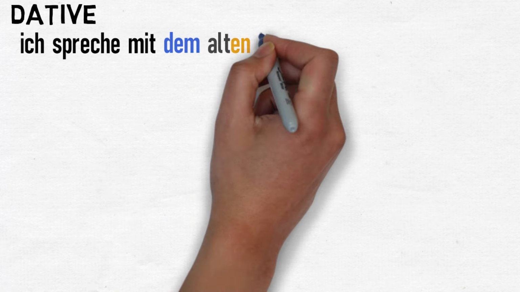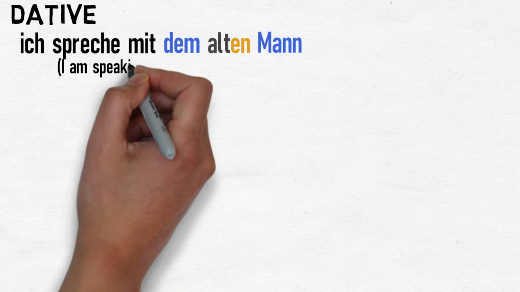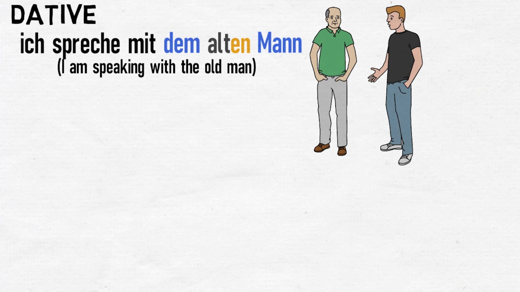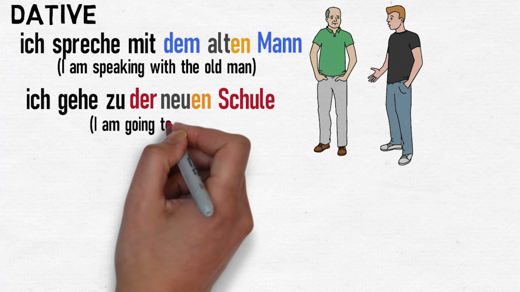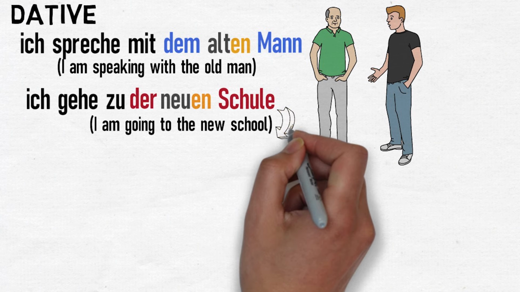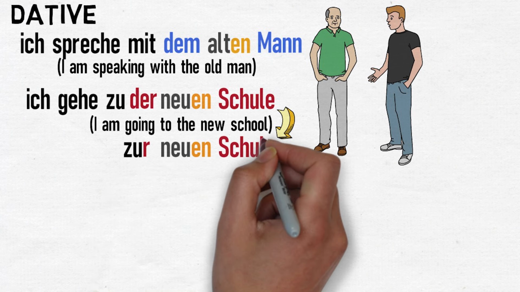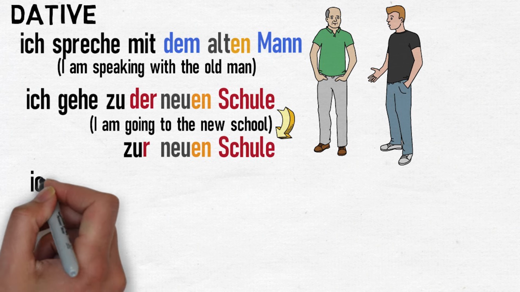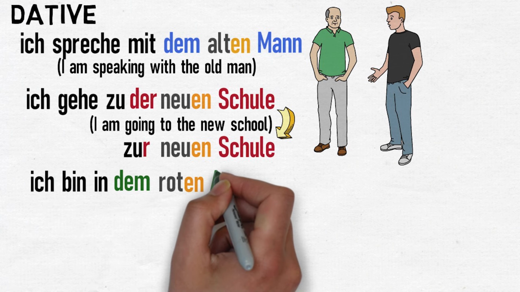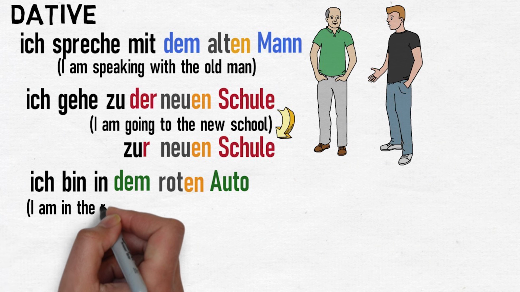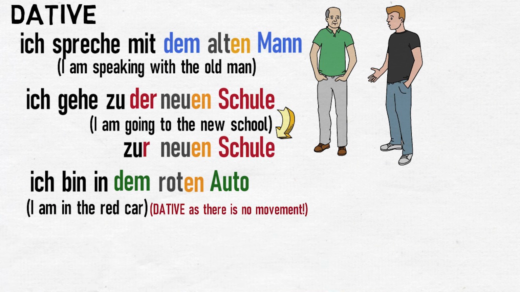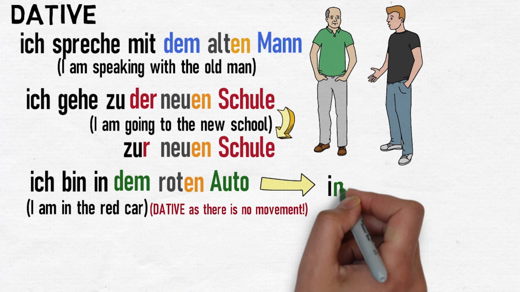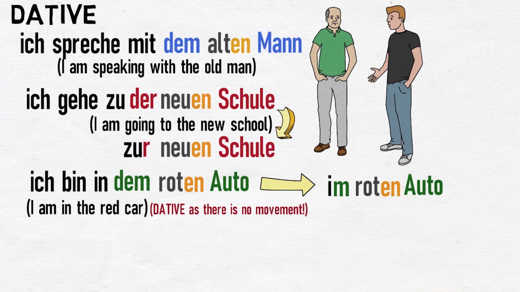Examples in the dative. Ich spreche mit dem alten Mann. I am speaking with the old man. Ich gehe zu der neuen Schule. I am going to the new school. This can also be zur neuen Schule. Ich bin in dem roten Auto. I am in the red car. The dative case is used here because there's no movement. I'm already in there. And this can also be im roten Auto.